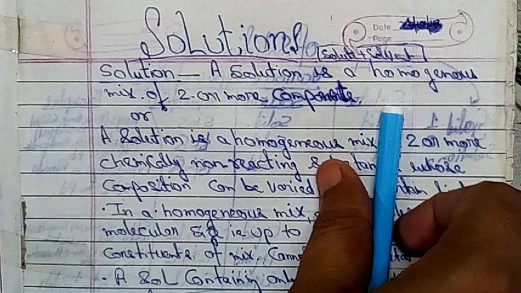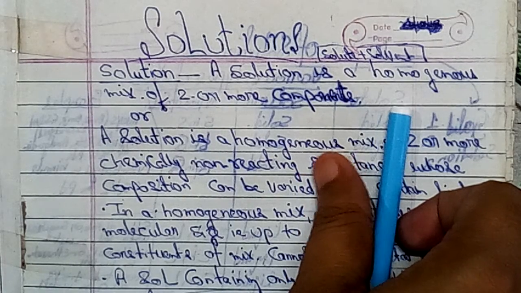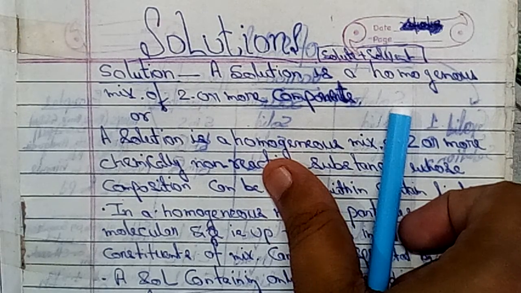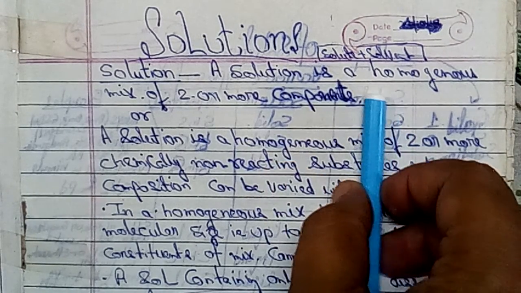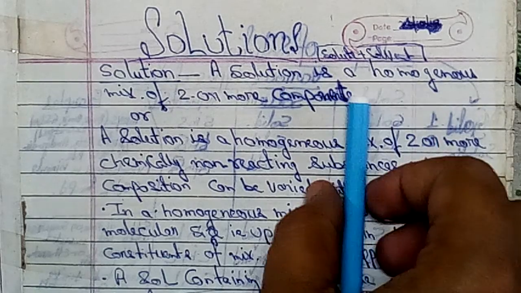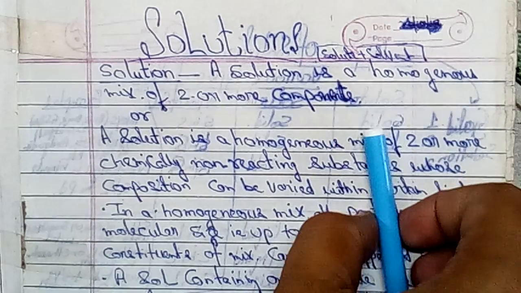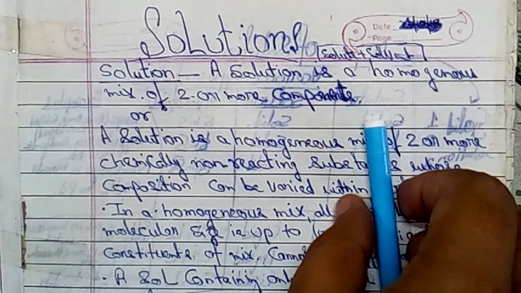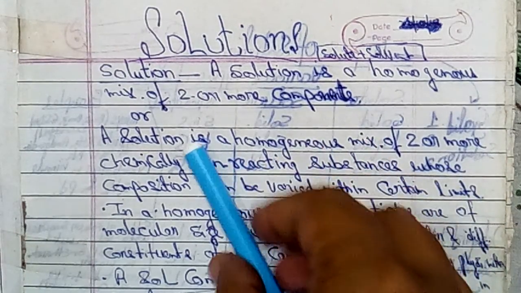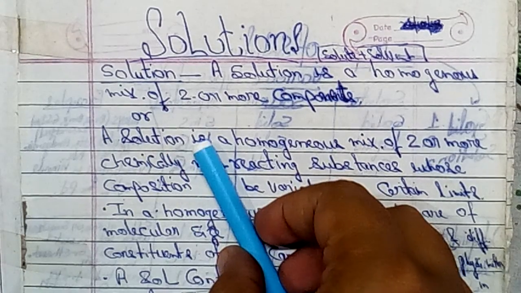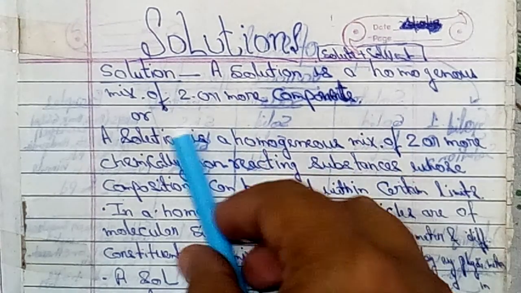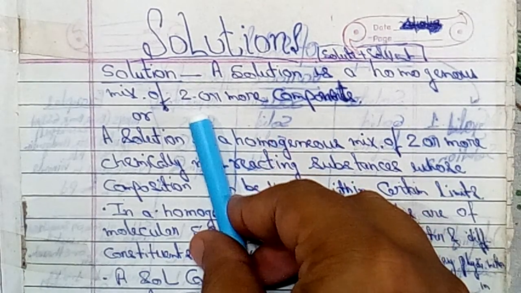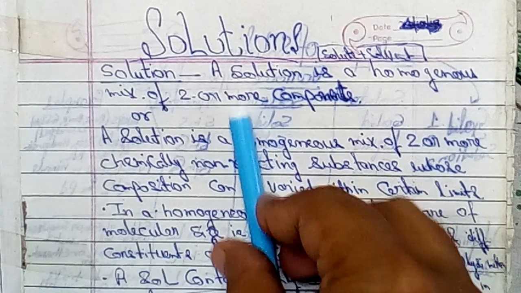Homogeneous means, homo means same, geneous means combination or component. So same component throughout the mixture. If the same component is present throughout the mixture, such a type of mixture is called homogeneous. It has equal distribution of substance throughout the solution. Such a homogeneous mixture is called a solution. So a solution is a homogeneous mixture of two or more components. When two or more components are mixed homogeneously, it forms the solution.